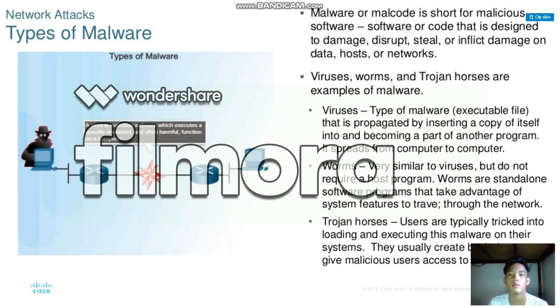Types of malware. Malware or malcode is short for malicious software. Software or code that is designed to damage, disrupt, steal, or inflict damage on data, host, or network. Viruses, worms, and Trojan horses are examples of malware.